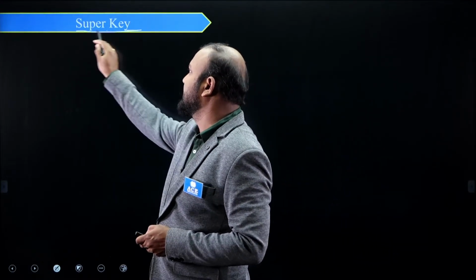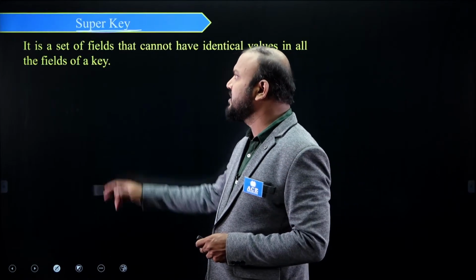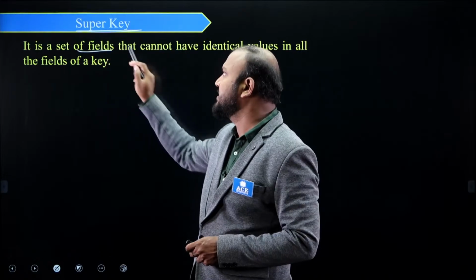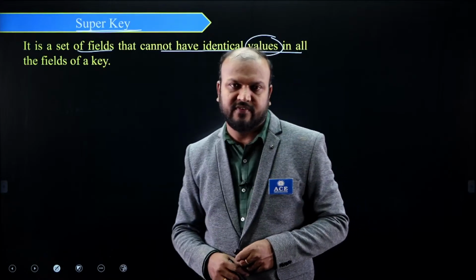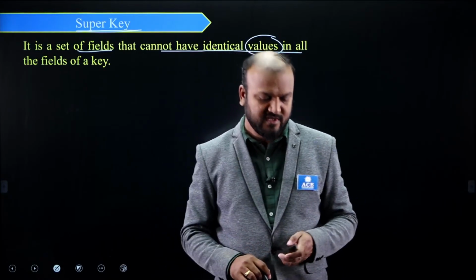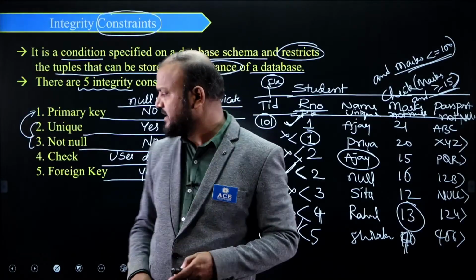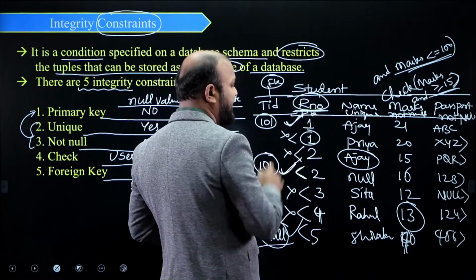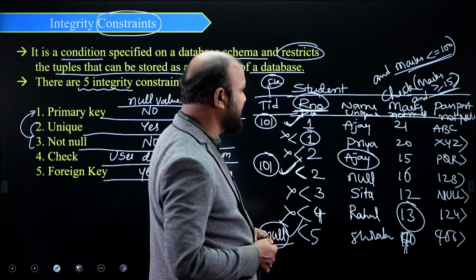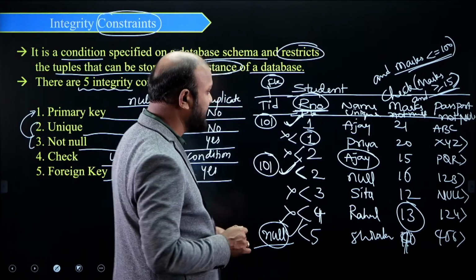Here we are going to discuss super key, candidate key, and primary key. Three things. First, I would like to talk about super key. What is a super key? See, simple thing, it is a set of fields, or we can call set of attributes, that cannot have identical values in all the fields of a key. It doesn't have any identical values. Just now in the previous example, I explained roll number as a key. So I used the specific name called primary key, then I will tell you why it is called primary key.